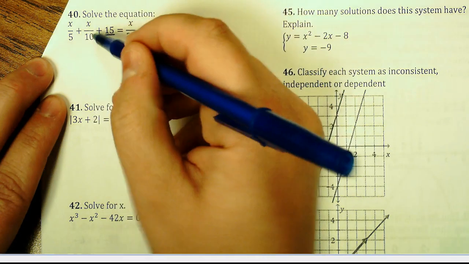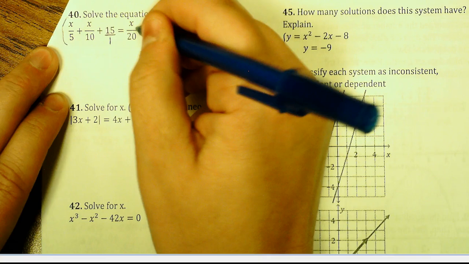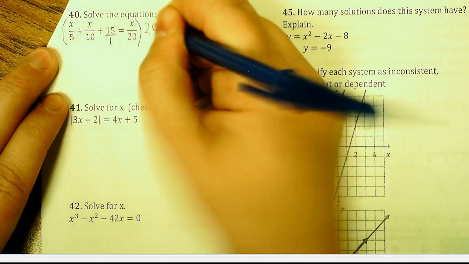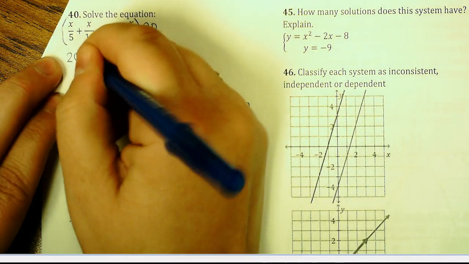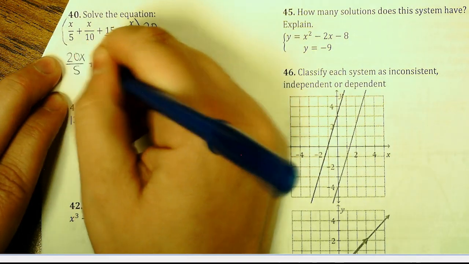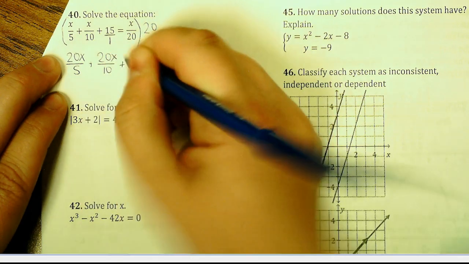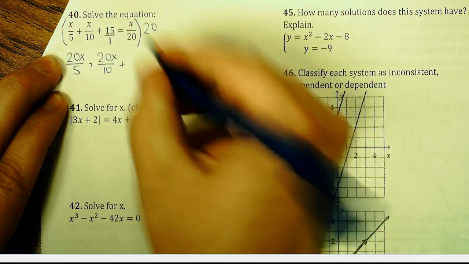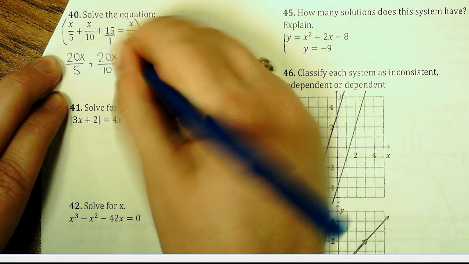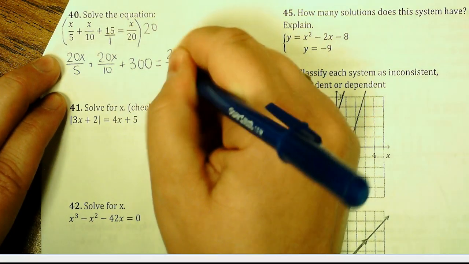So 5, 10, and 20, and 1 all go into 20. So here's what I would do. I would multiply everybody on both sides by 20. This would become 20x over 5 plus 20x over 10 plus, that would just end up being 15 times 20, which is going to give you 300. And this guy over here is going to be 20x over 20.